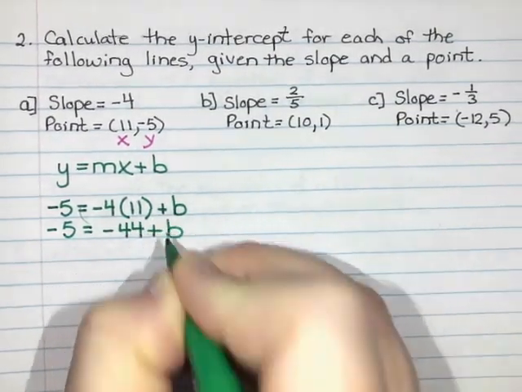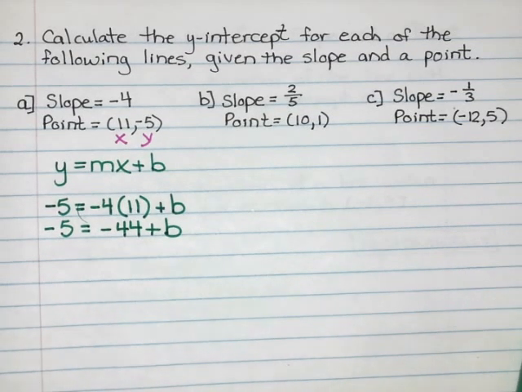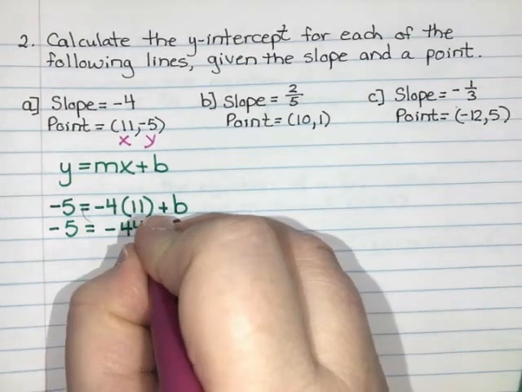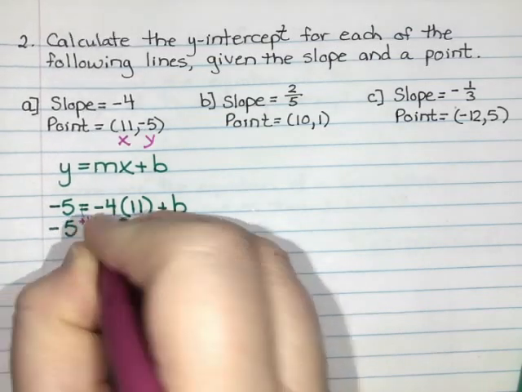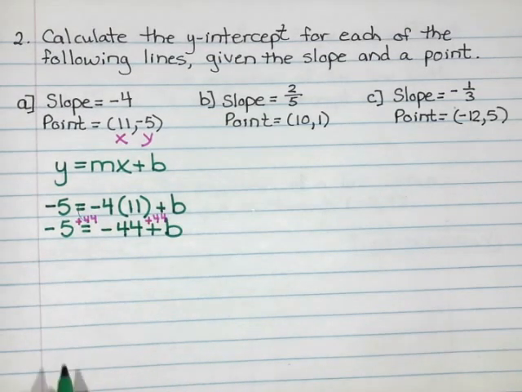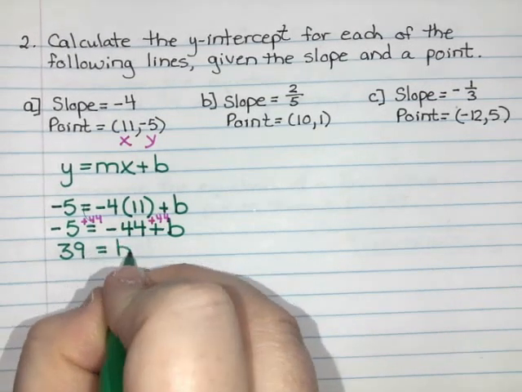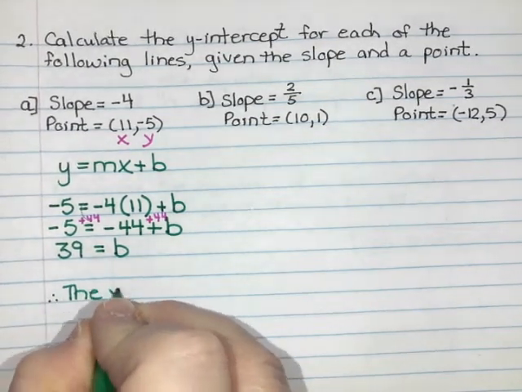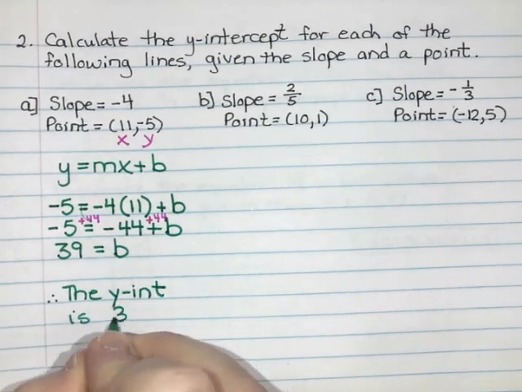plus b. If you want to flip that equation over, please do that. I'm going to try to do it without because we only have one operation we need to do, and that's just canceling out that -44. So I'm going to add 44 to both sides. So -5 plus 44 is 39, and that's b. So that means my y-intercept, I'm going to maybe cheat and just say the y-int, is 39.